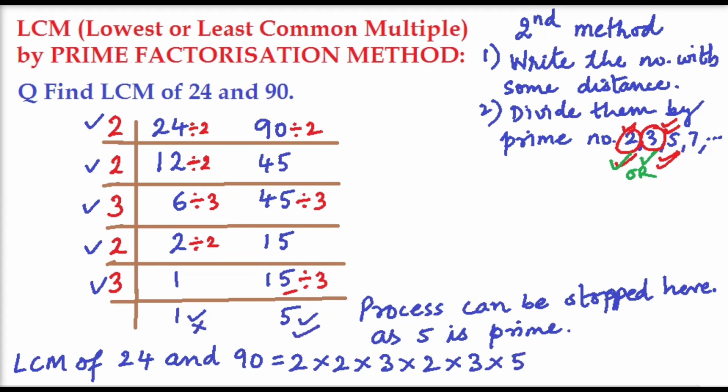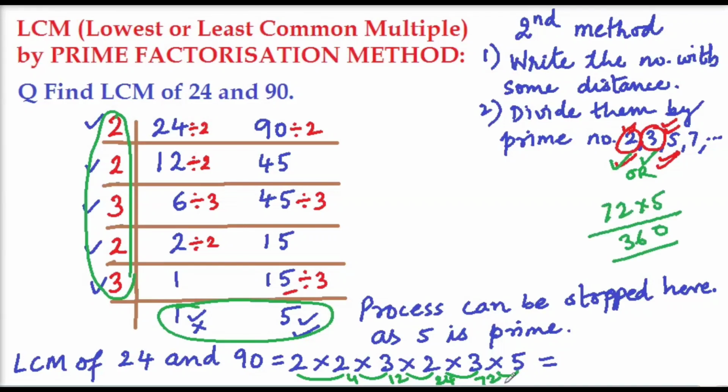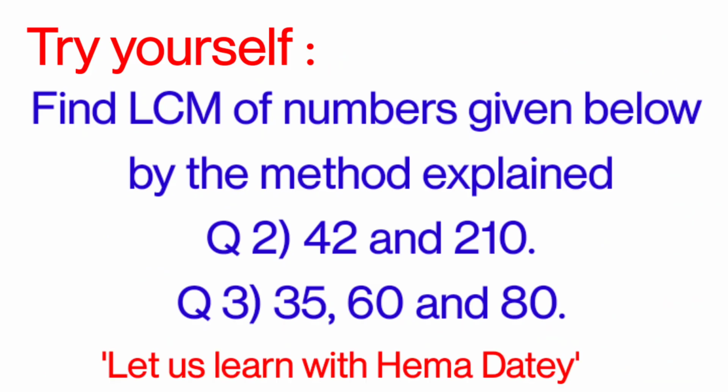Watch again how to write LCM of 24 and 90. We write all these numbers in multiplication and these numbers together. Then we multiply: 2 into 2, 4, 4 3s are 12, 12 2s are 24, 24 3s are 72, and 72 5s are 360. Now you try and find the LCM of the numbers given below by the method explained.